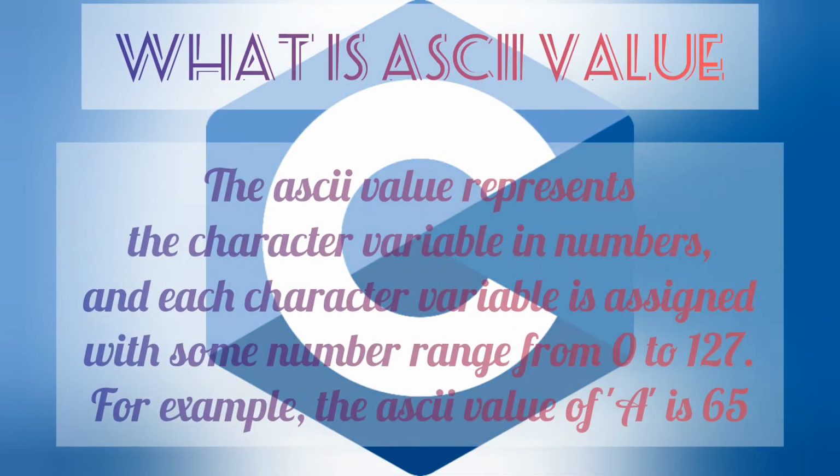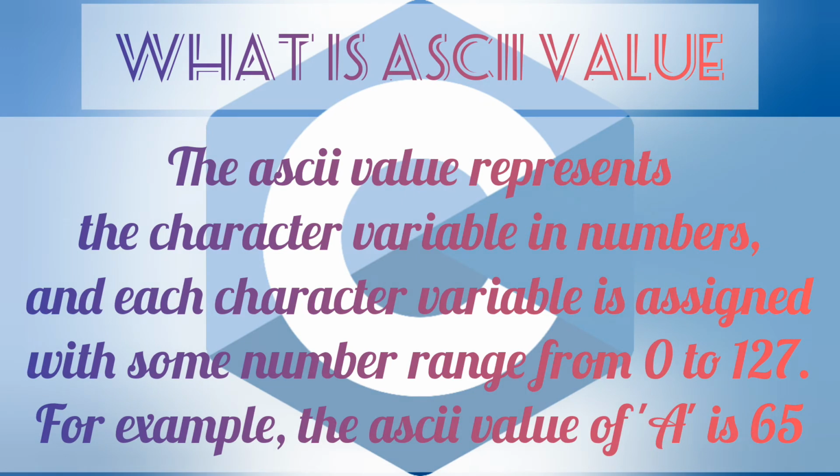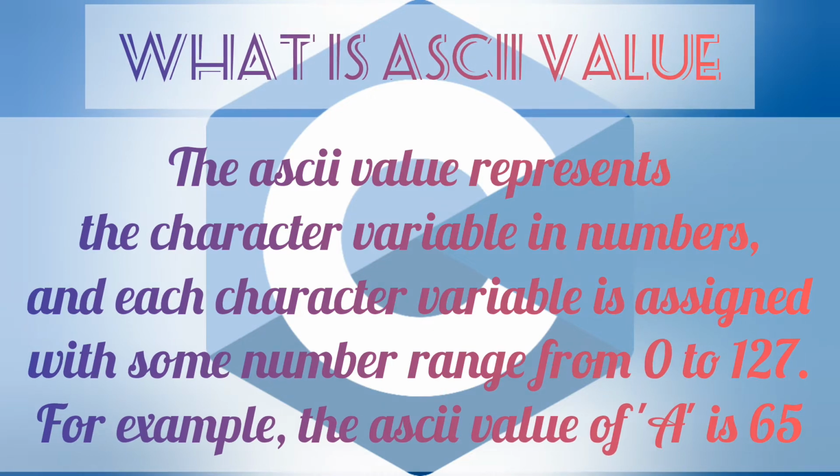Before I start, let me tell you what the ASCII value of a character is. The ASCII value of a character is basically a different type of representation of characters as an integer number. Let's suppose A is a character and we want to represent the character A using some integer. That integer number is called the ASCII value of A. So now we can start.